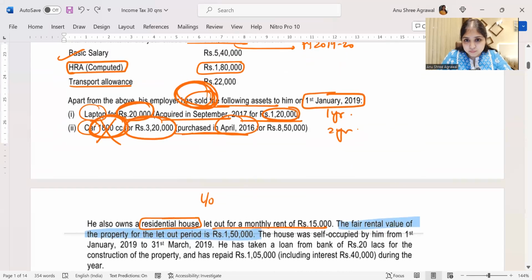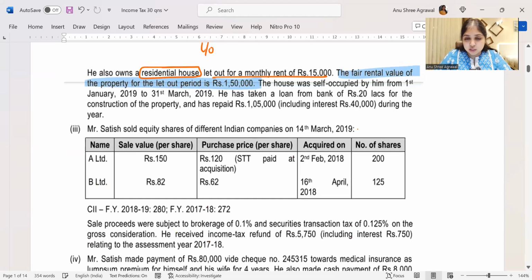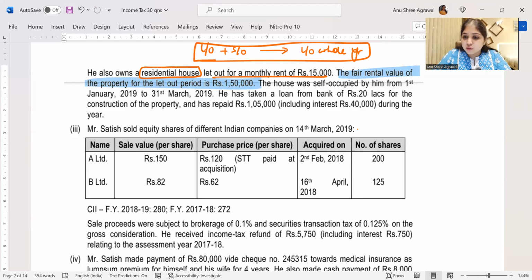For 1819, we're doing the calculation. 1819, if you see, Jan 19 onwards, it was self-occupied. So part of the year let out, part of the year self-occupied. How do you treat it? As if it is let out for the whole year, right, guys? Part of the year let out, part of the year self-occupied, you will treat as if it is let out for the whole year.